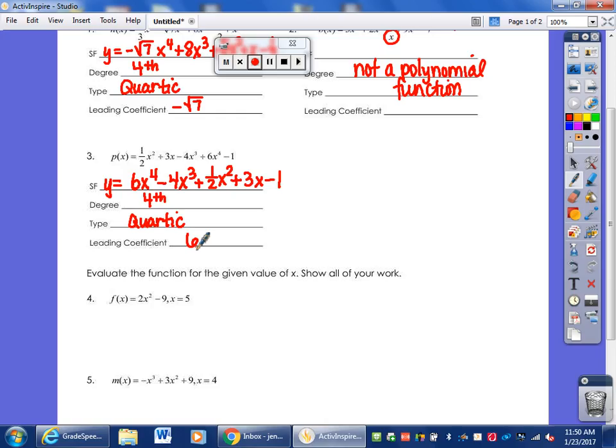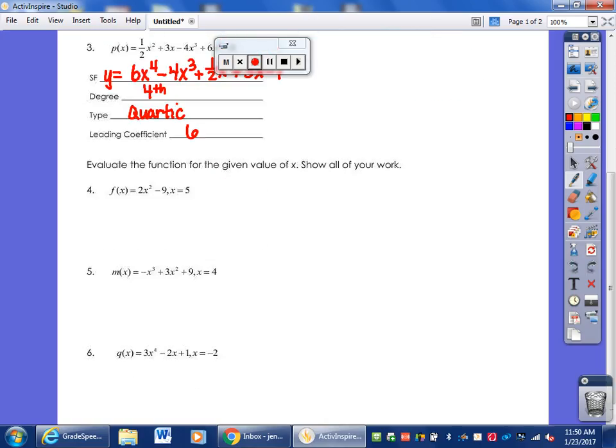Alright, down at the bottom we want you to evaluate for the given x value. Most of you will probably do this in the calculator, but if you don't, you should be able to do this in your head. You're going to substitute in a 5 wherever the x is, so you use parentheses if you're using the calculator. So in this case, we're doing 5 squared, which is 25, then multiplying it by 2, which is 50, and then subtracting 9, which would be 41. Do not forget your order of operations.